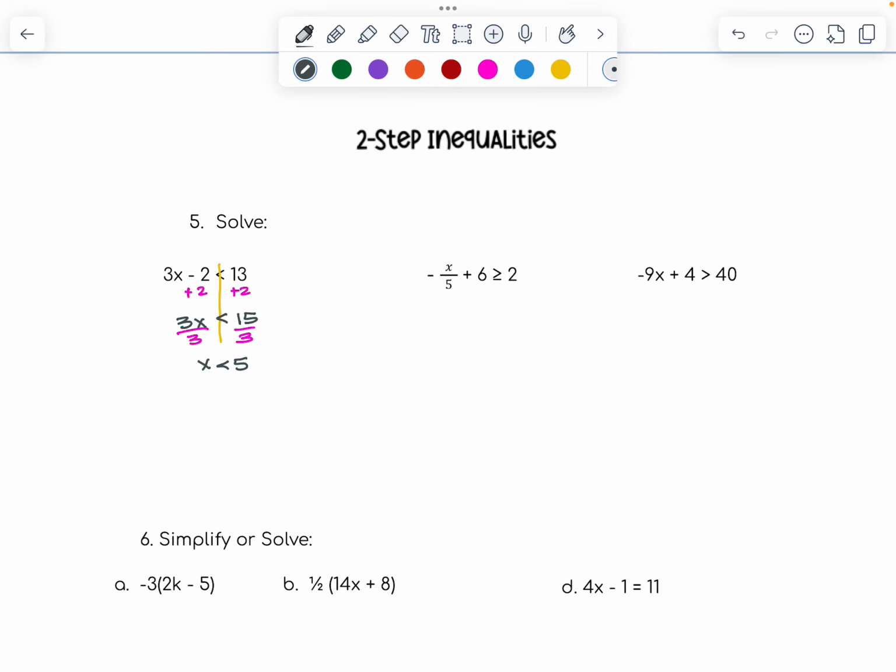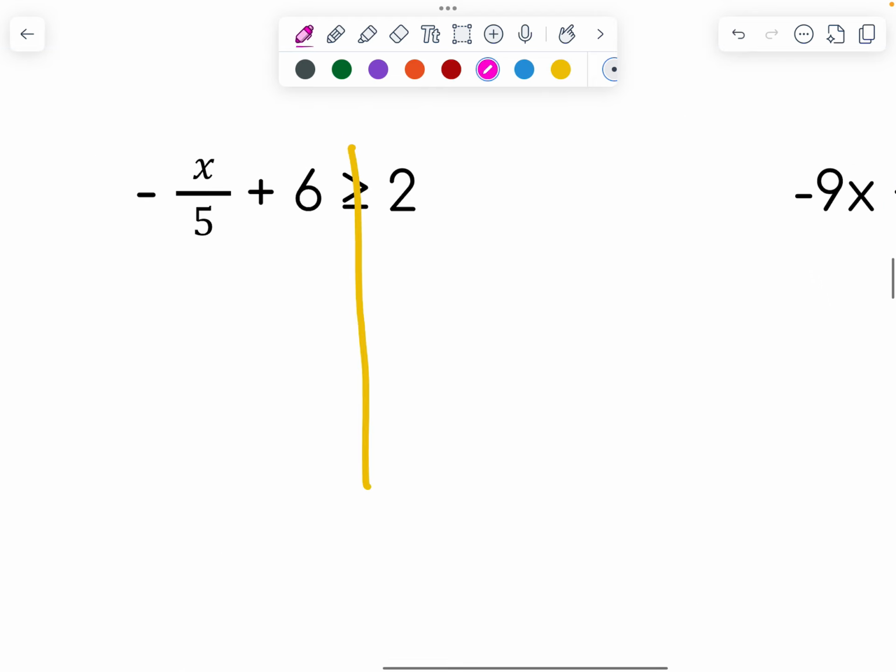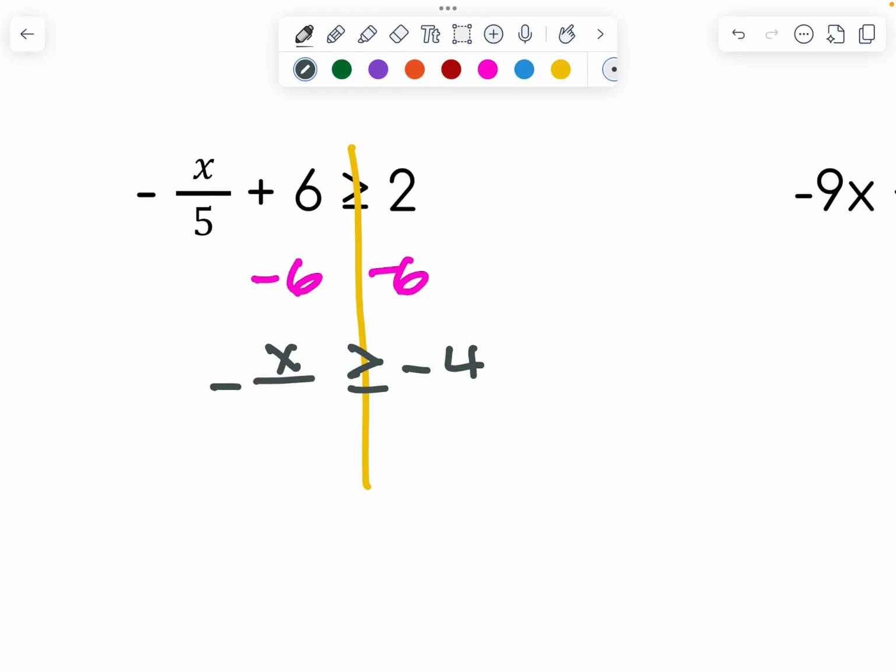Oh, thank goodness. All right, same thing on this side. Think of it as an equal sign. What we do to one side, we do to the other. All right, minus 6, minus 6. I'm going to bring this down and get negative 4 here. X over a negative 5.